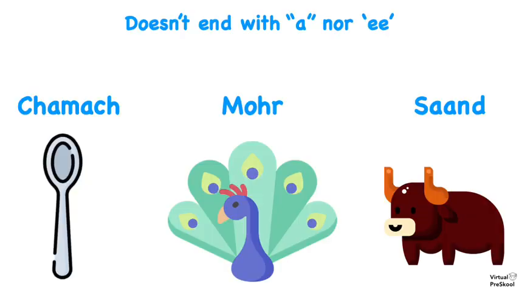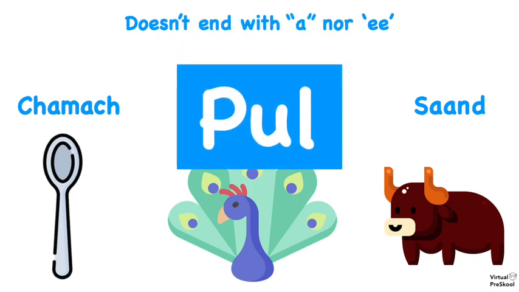That leads us to rule number 3. If the Hindi word for the noun does not end with a or e, then, for the most part, assume it's pull. I'm going to say that again. If it doesn't end with a or e, it's pull. For the most part, it will be pull.